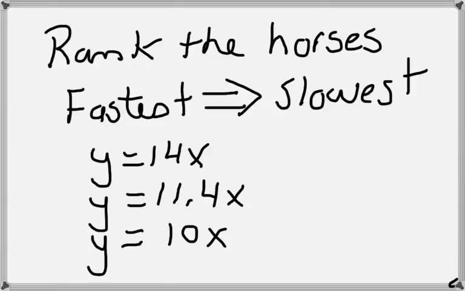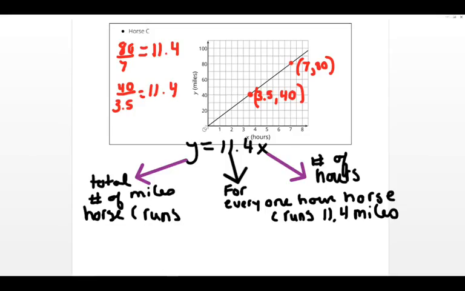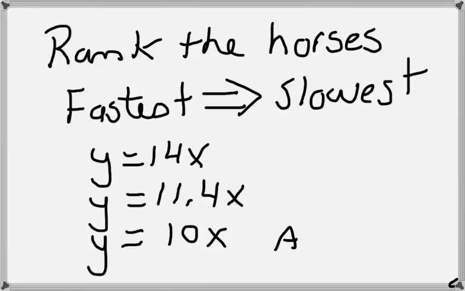Y equals 10x was horse A. Y equals 11.4x was horse C. And y equals 14x was horse B.